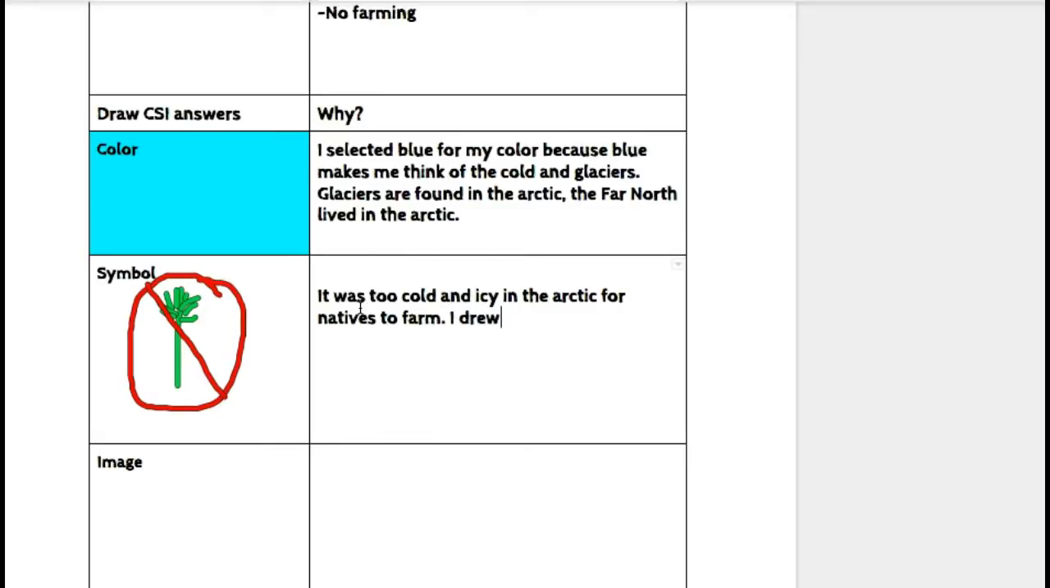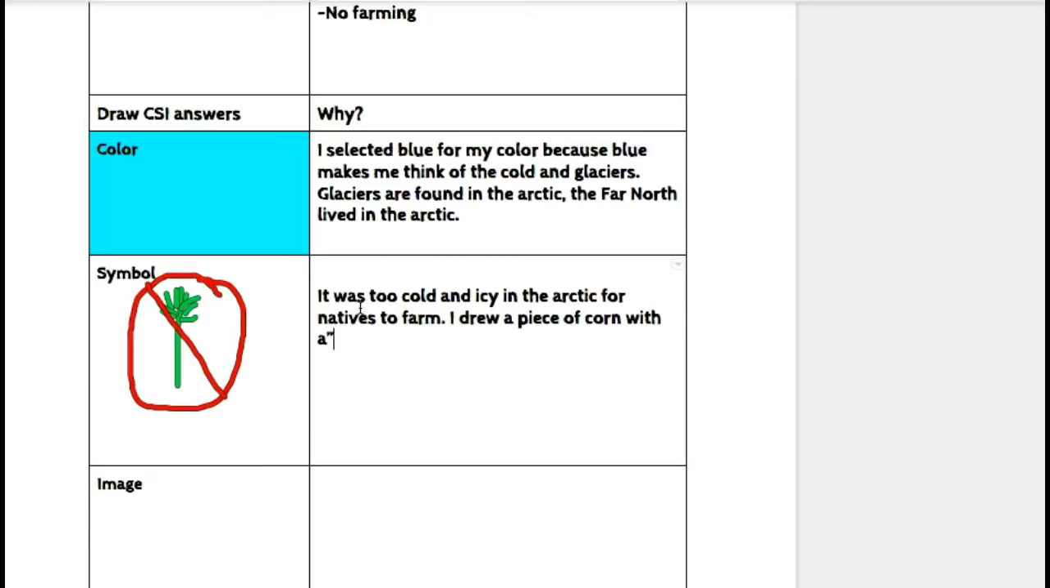I drew a piece of corn with a no sign. I don't really know what it's called, but you know what I mean. Showing that there is no farming. Right? So remember, you're explaining to me why you drew the drawing. Don't forget to do that.